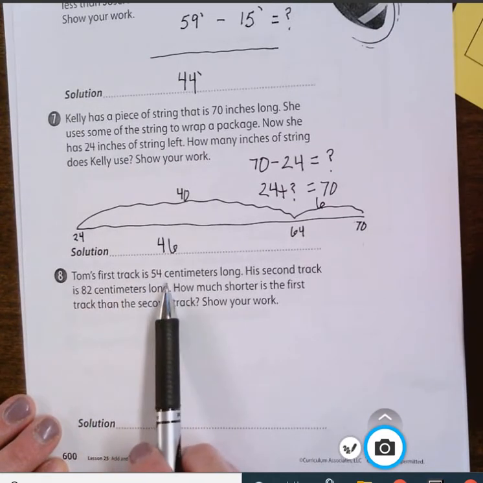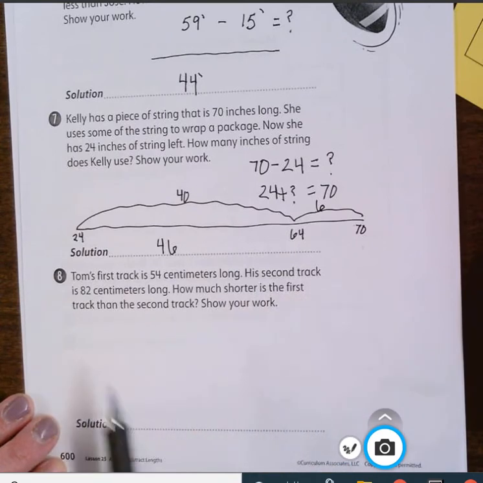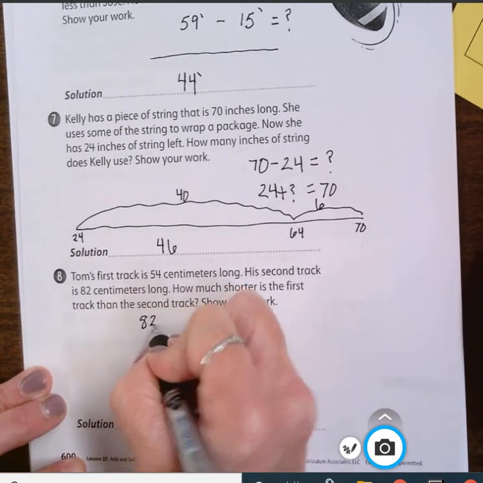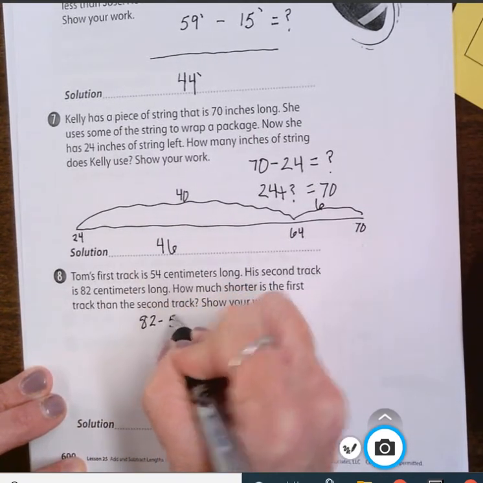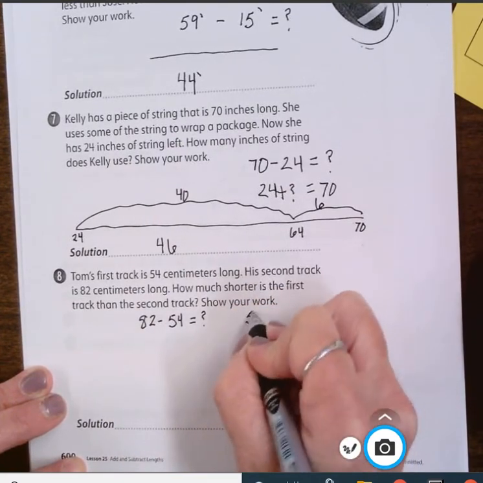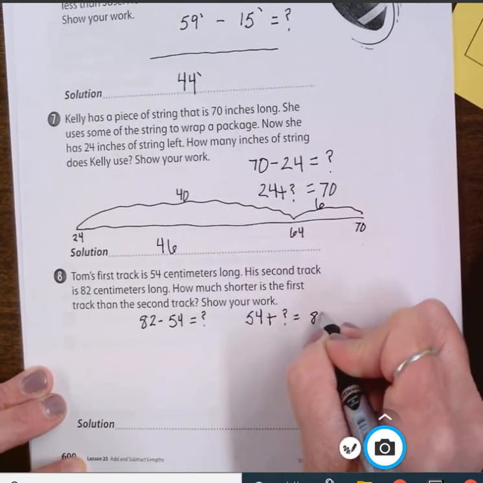Okay, so you can use a measuring tape, you can do addition, and let's do subtraction on this one. Tom's first track is 54 centimeters long. His second track is 82 centimeters long. How much shorter is the first track than the second track? We can do 82 minus 54 equals, or you could do 54 plus what equals 82. But let's do the minus.